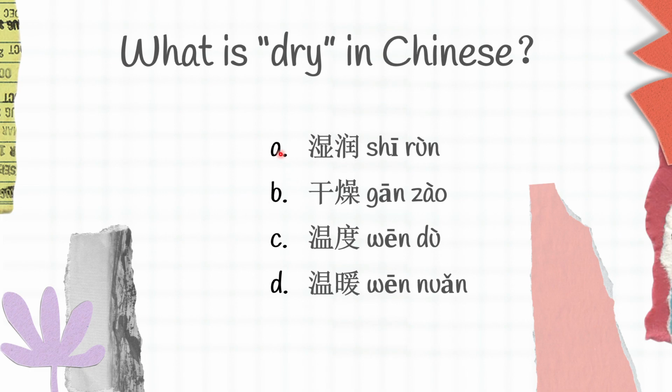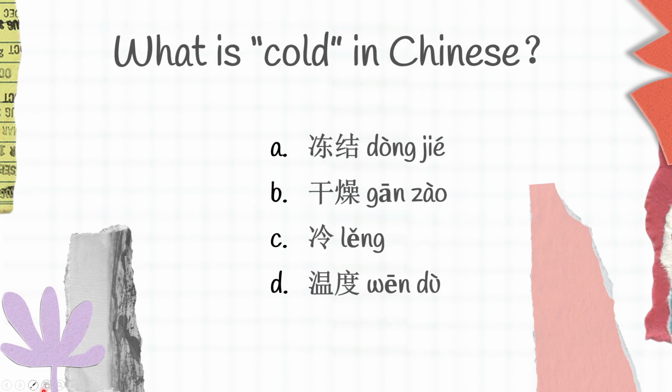So 湿润 is humid, 干燥 is dry, 温度 is temperature, and 温暖 is warm. So dry in Chinese is B, 干燥. Moving on to the next question. What is cold in Chinese? So we have A, 冻结, B, 干燥, C, 冷, and D, 温度.